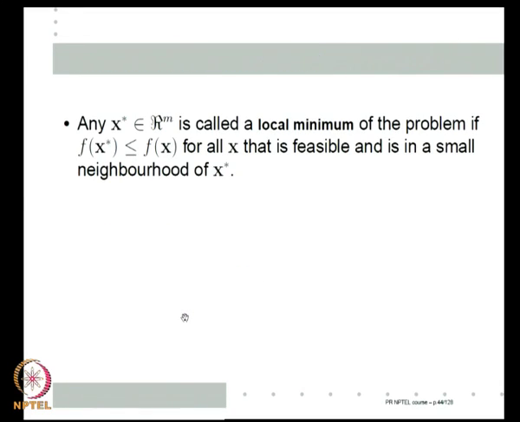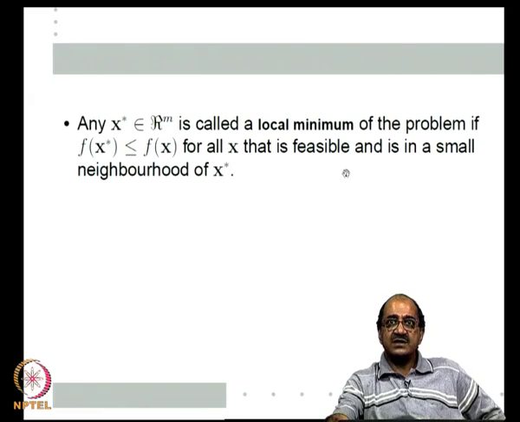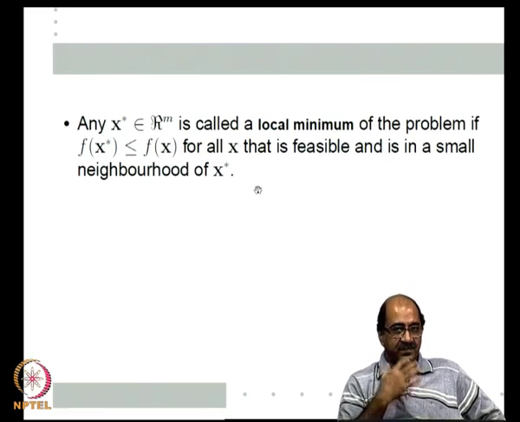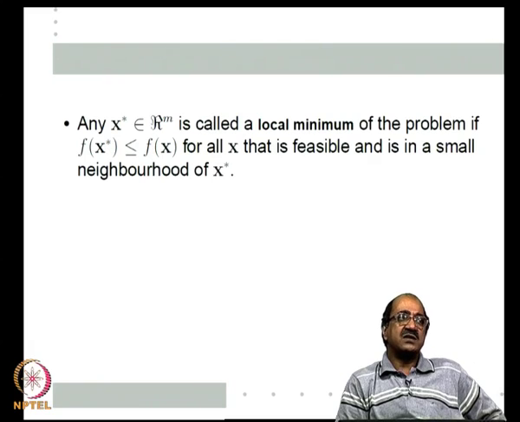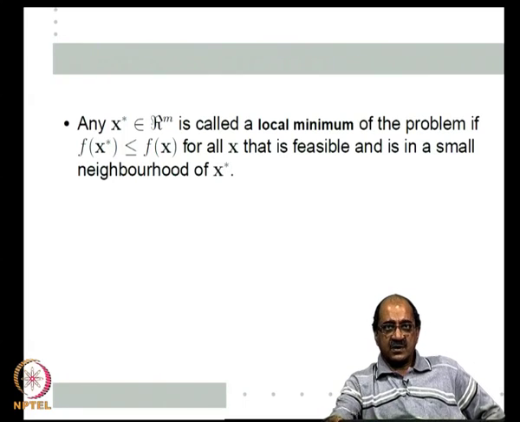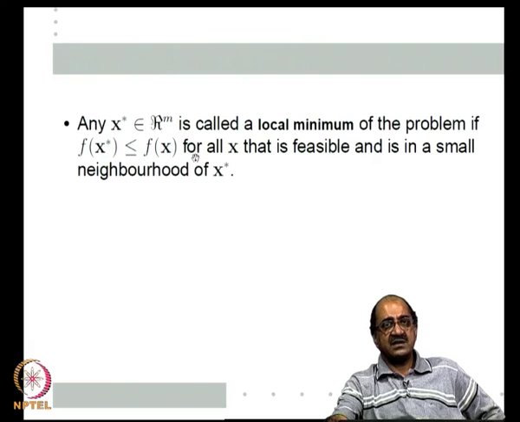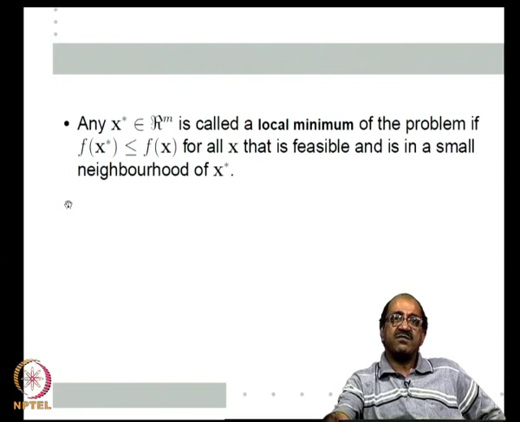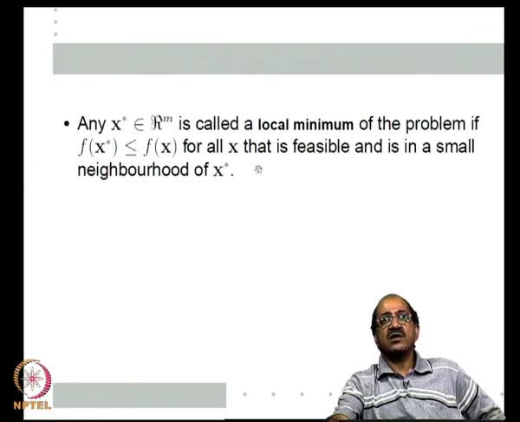Okay. Now, we can define what is the solution. Any x star in Rm is called a local minimum of this problem or local solution to this problem if f x star is less than f x for all x that is feasible and is in a small neighborhood of x star. For an unconstrained problem, we define x star to be a local minimum if f x star is less than f x for all x in a neighborhood around x star. Now, I want f x star to be less than f x for all x in a neighborhood around x star, but not every x in the neighborhood need to satisfy this. Only all feasible x in a small neighborhood around x star need to satisfy this.